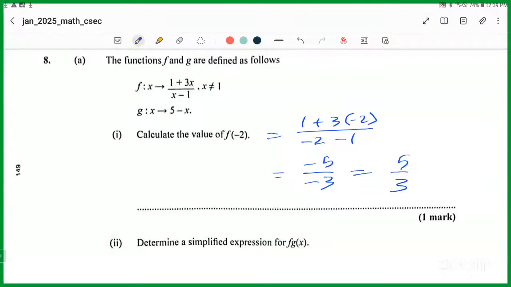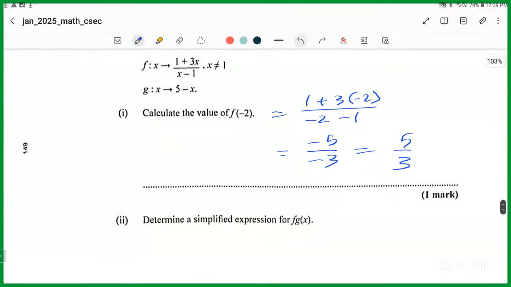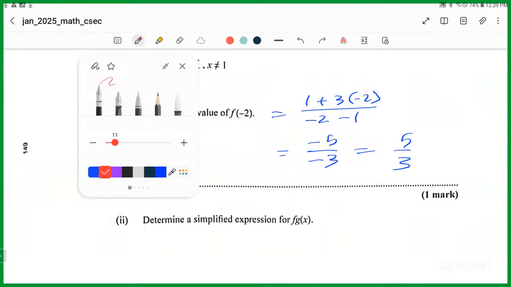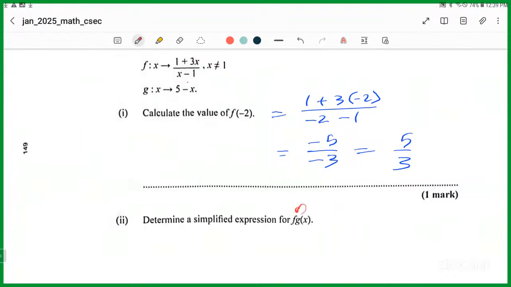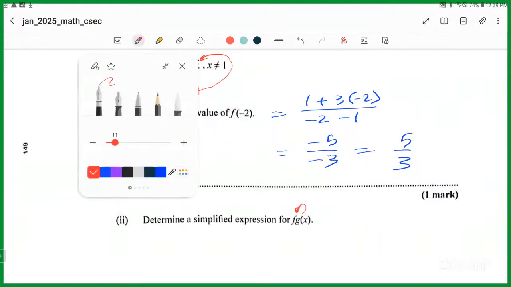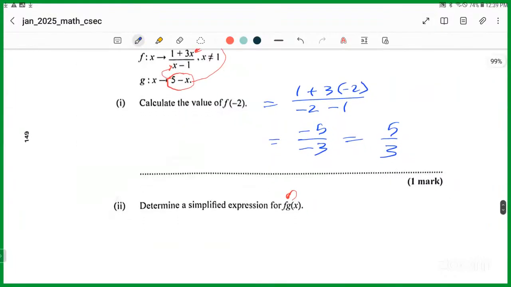Nice and easy. Next part wants us to do f of g. f of g means g into f. We're taking all of this g and putting it in the f right here where the x is and also up here where that x is. Simple as that. That's how we put the g into the f. So that becomes equal to 1 plus 3 times all of the g, which is 5 minus x, over all of the g again, 5 minus x. That's where this x was. We put in all of g there. Minus 1 beside it.